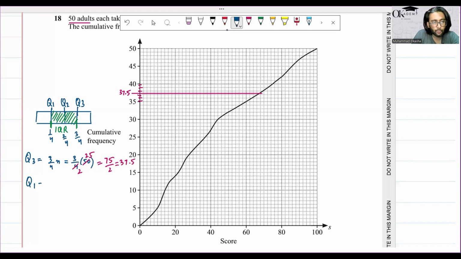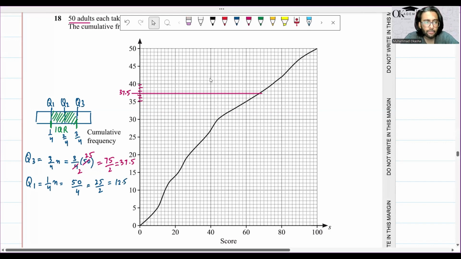Let's talk about the lower quartile real quick. The lower quartile is Q1, which is 1/4 of n. We just saw that. 1 over 4 n, which is 50 divided by 4, which, if you do the cancellation, is 25 divided by 2, which is 12.5. I did that rather quickly. 12.5 would be somewhere over there: 10, 11, 12, 12.5.